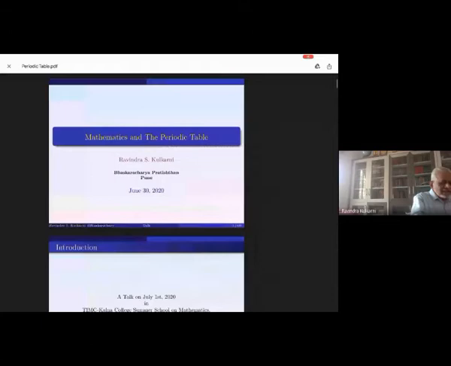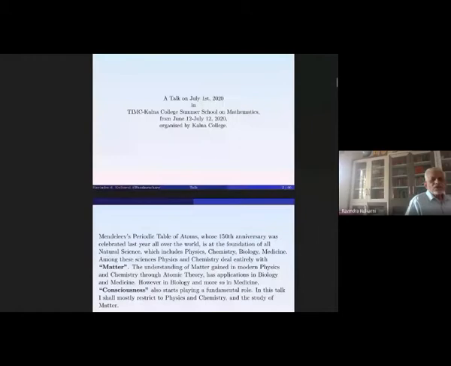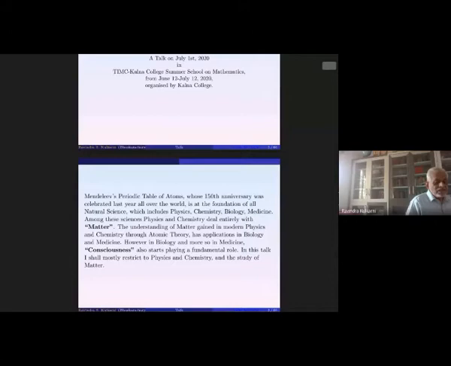Okay, so I begin my talk. This is Mendeleev's periodic table. He published that in 1869, and its 150th anniversary was celebrated last year all over the world. It set the foundation of all natural science, which includes physics, chemistry, biology, medicine. Among these sciences, physics and chemistry deal entirely with matter. But the understanding of matter gained in modern physics and chemistry through atomic theory has applications in biology and medicine.